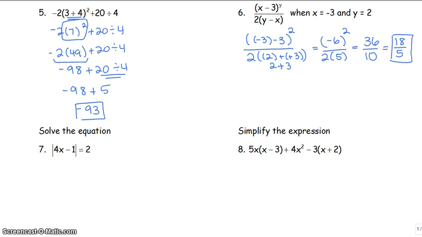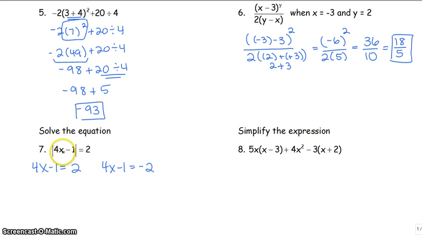Alright, number 7, solving the equation. We are solving an absolute value equation. When you solve the absolute value, you kind of drop the absolute value signs, and we've got 4x minus 1 equals 2. That's going to be one of your equations. You've got a second equation. You take that 4x minus 1 and you set it equal to a negative 2. The absolute value signs are going to get rid of that negative sign from the inside.